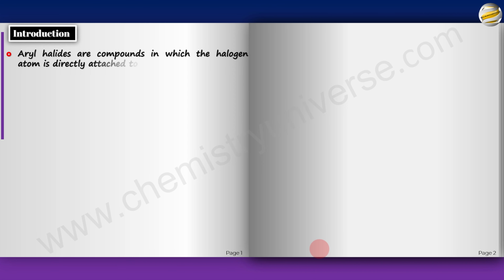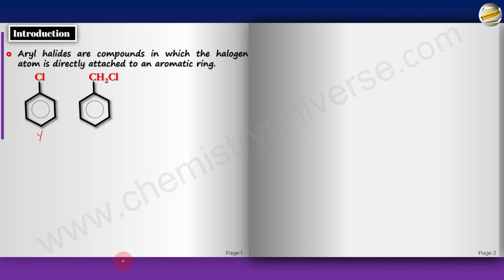So the first thing is we need to understand what aryl halides are. Let's do the introduction first. Now aryl halides are compounds in which the halogen atom is directly attached to an aromatic ring. Meaning if I have this one, do you think it's an aryl halide? What do you think? It's a yes, because it is directly attached to an aromatic system.